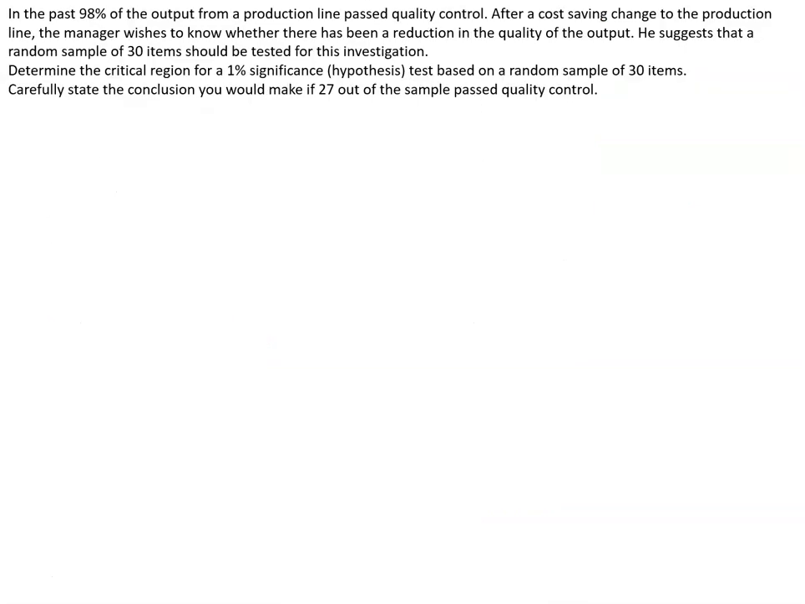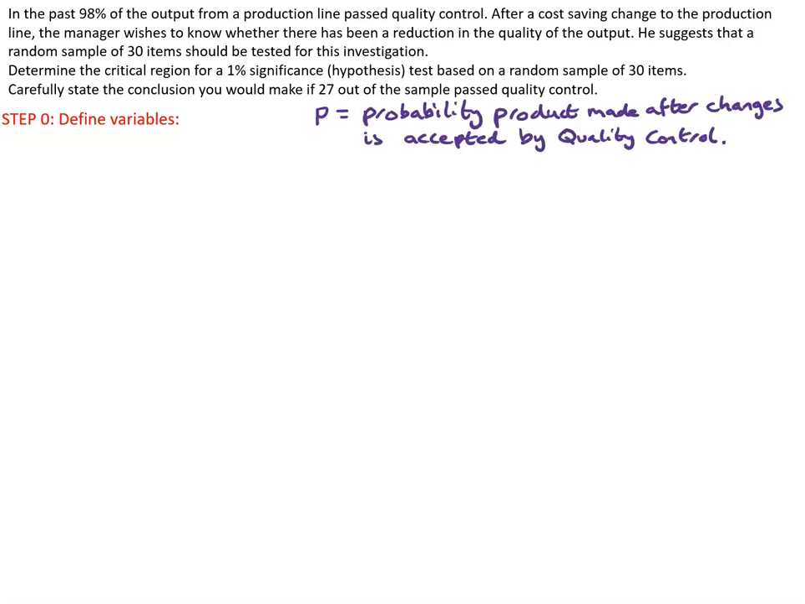So there's the information about the question again. Our first step, we need to define the variables. What we're interested in is the probability, the percentage of items after the change in the manufacturing process that will pass quality control. And if we're dealing with percentage, we can equally well deal with the probability. So we're going to let P be the probability that a product made after the changes is accepted by quality control.